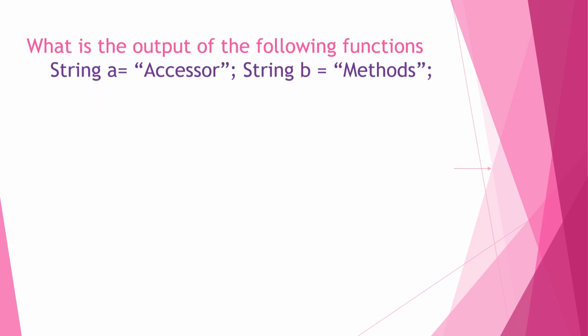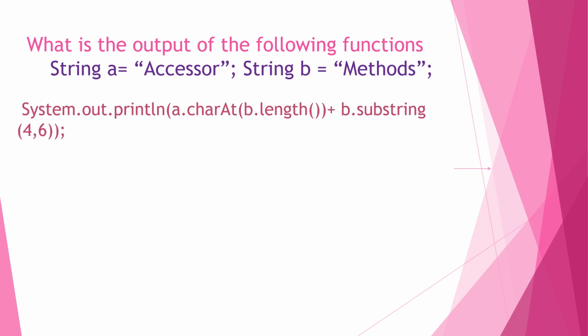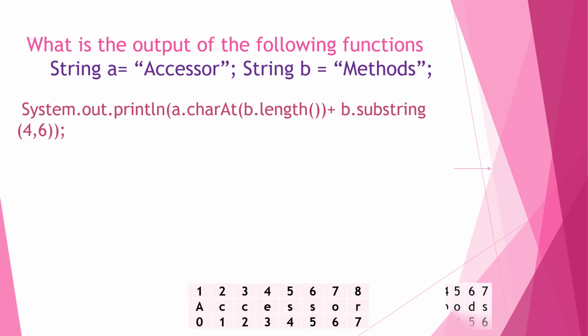The next question is, what is the output of the following? String a = "accessor", String b = "methods". System.out.println(a.charAt(b.length()) + b.substring(4,6)). For doing this question, first of all, we have to find the length of b. Inner function will be solved first. Length will start from 1, 1 to 7. That means 7 characters are there. So length of b is 7.